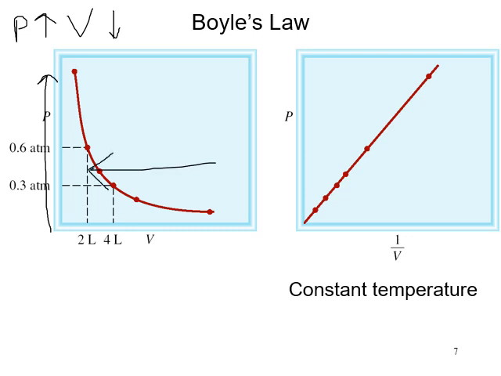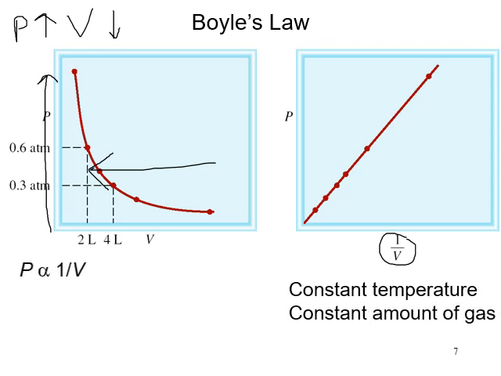If I want a straight line to look at some type of relationship between pressure and volume, I can process the data in such a way, these values, to graph 1 over V versus P, and you get a straight line. And this is at constant temperature and constant amount. So what this means here is pressure is proportional to the inverse of volume. So P is proportional to 1 over V.